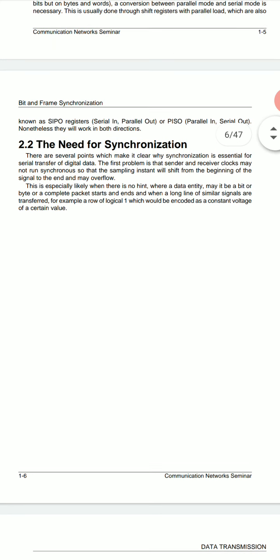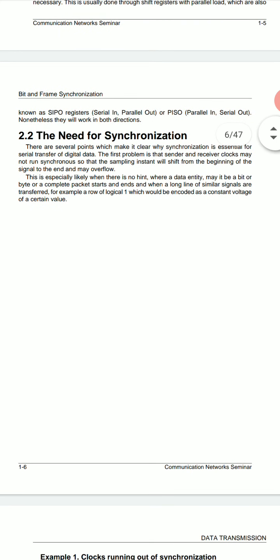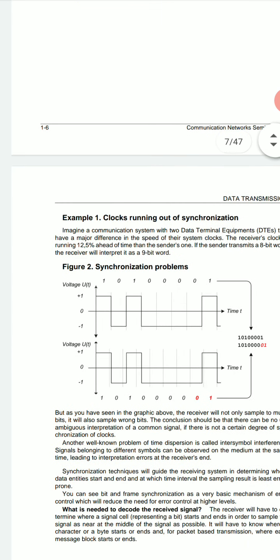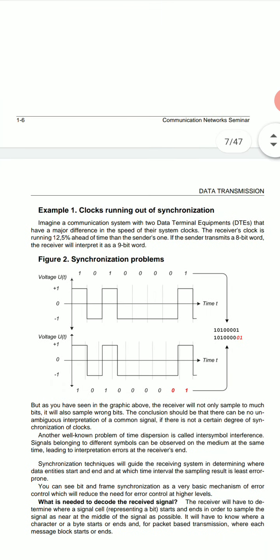This is especially likely when there is no hint where a data entity, be it a bit or a byte, begins, and when a long line of similar signals is transferred, for example a row of logical 1s encoded as a constant voltage of a certain value. If you see this example, you will get how there are synchronization problems.